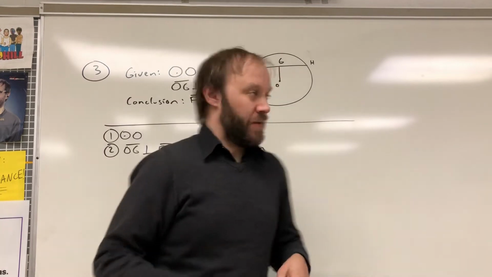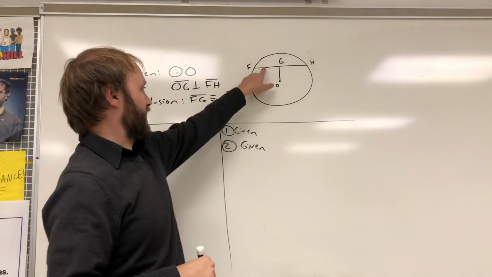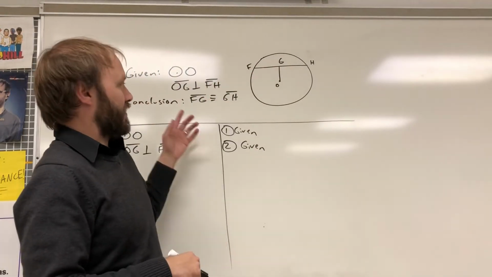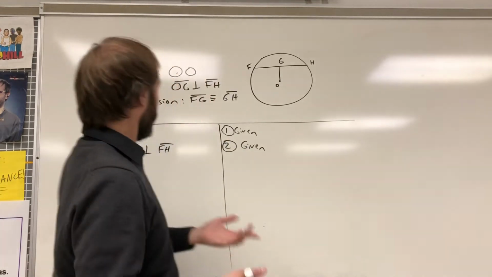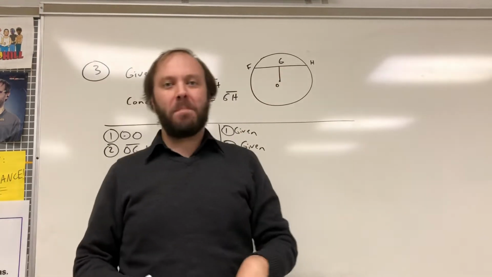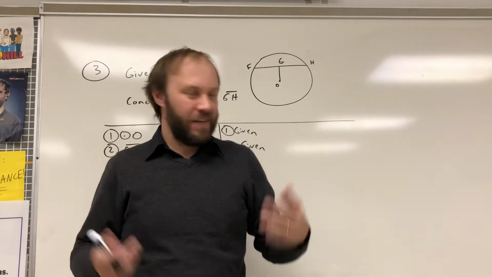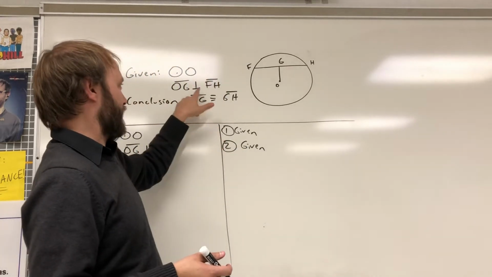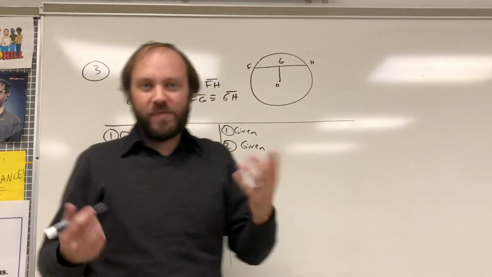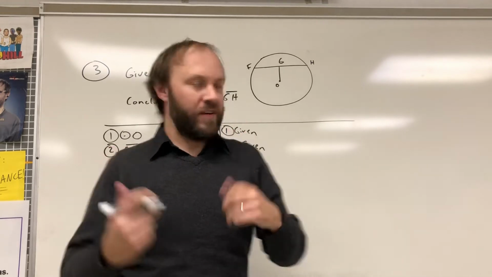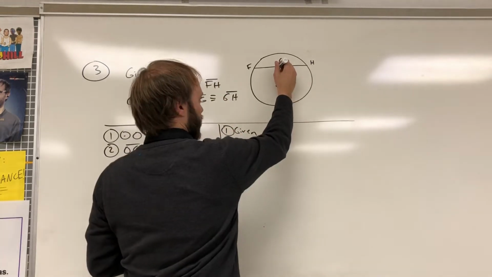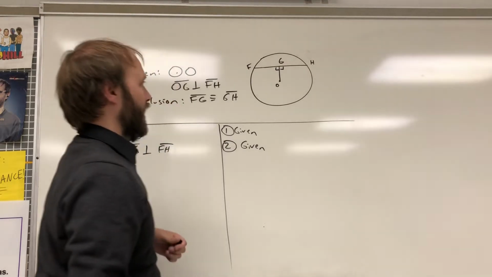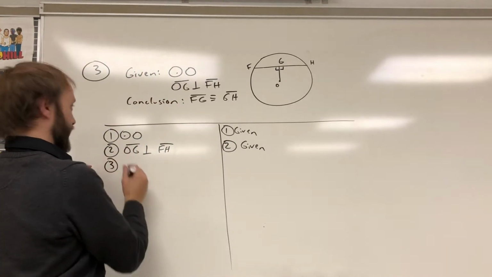This proof is asking me to prove that segment FG is congruent to segment GH, and the only thing that they tell me is that I have a circle with the center at O. All right, so you look at this and you think, well, I don't really have much to go on, right? I have some perpendicular lines here, but that's basically about it. So let's look at those perpendicular lines. That will tell me that I've got a right angle there and a right angle there. So let's go ahead and list that.